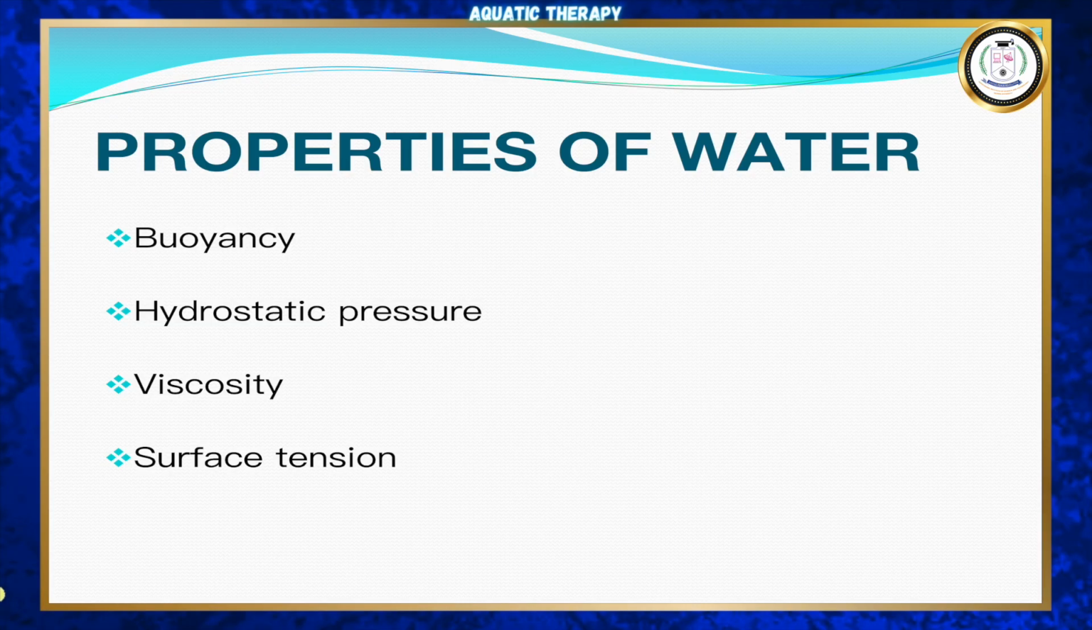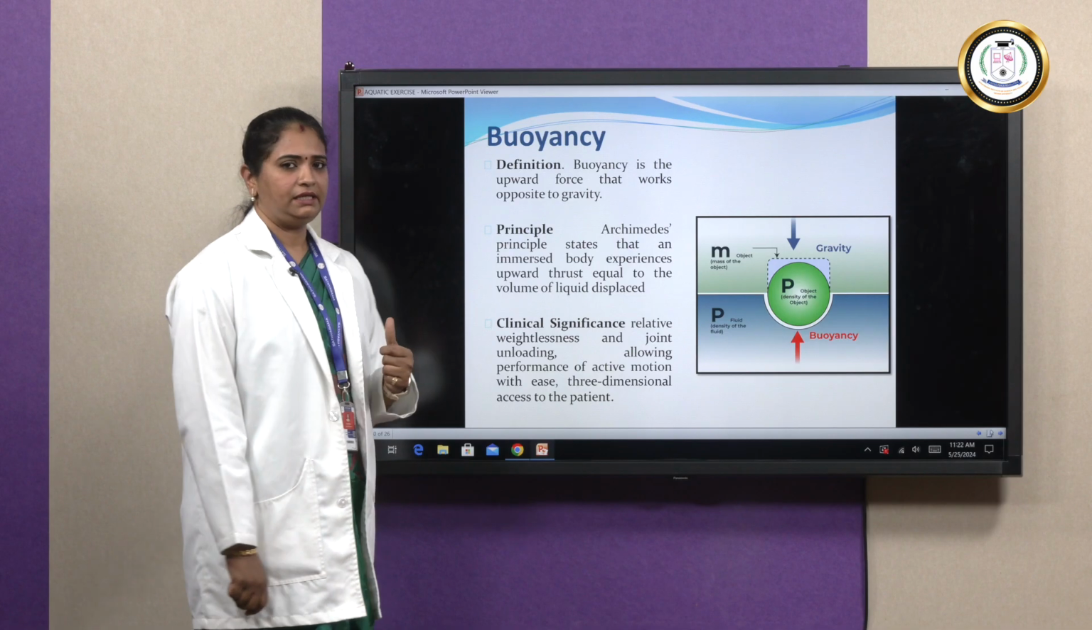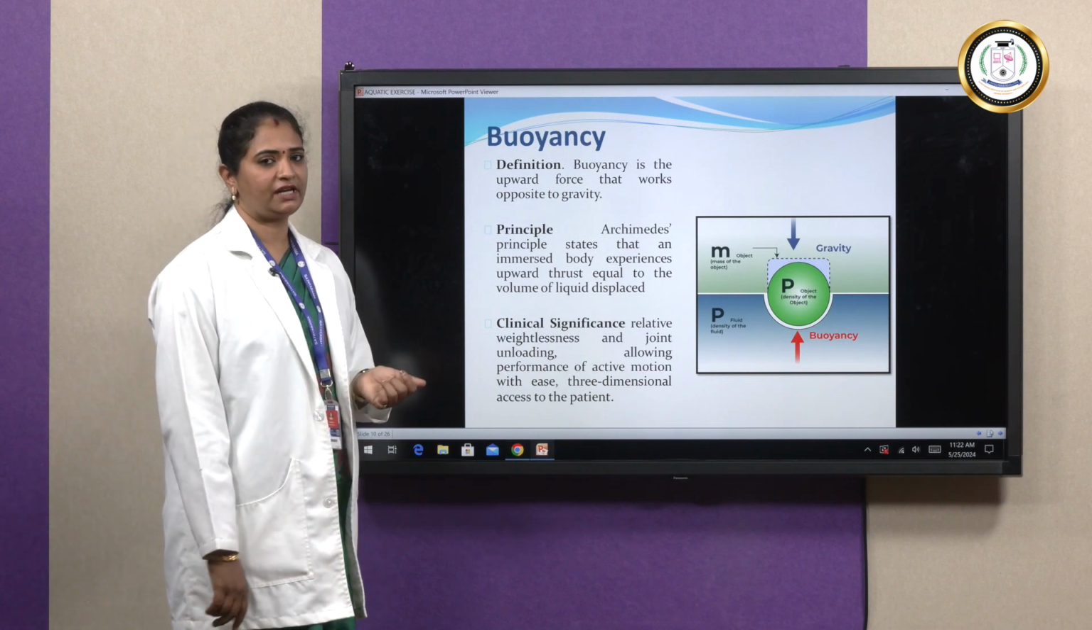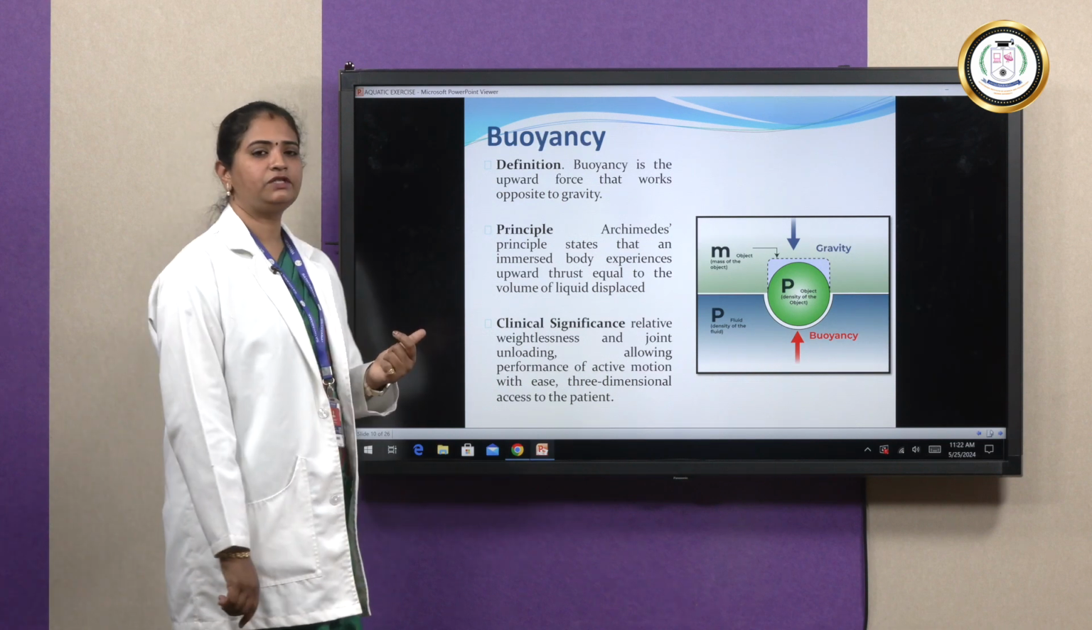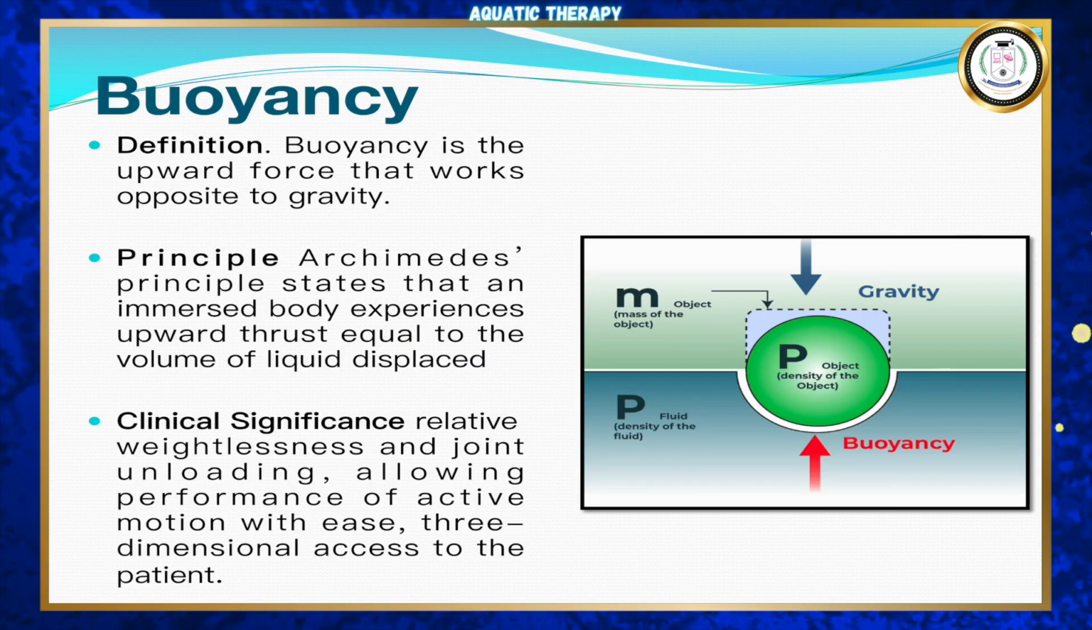Properties of water: buoyancy, hydrostatic pressure, viscosity and surface tension. Now let us see the first property of water, buoyancy. Buoyancy is the upward force that works opposite to gravity. The principle followed is the Archimedes principle, which states that an immersed body experiences an upward thrust equal to the volume of the liquid displaced.